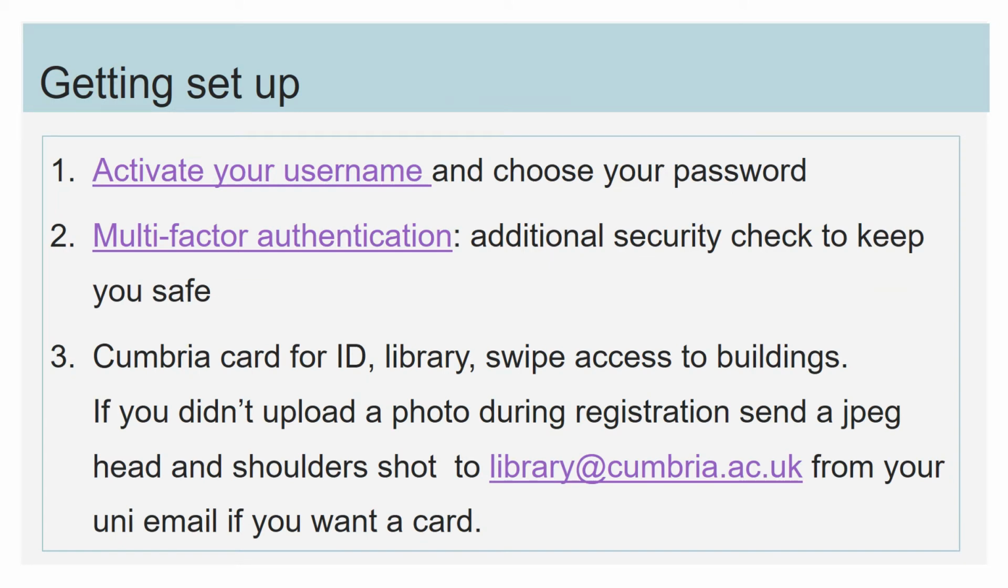So in terms of getting set up, initially, what you need to do is activate your username, create your network account and choose your password. Once you've done that, that'll give you access to all the university systems. So you should be able to get into things like the Student Hub, Blackboard, Library, OneSearch. If you're able to do all those things, that suggests you've activated your network account. If you still can't do those things at the minute, it means you need to activate your account.